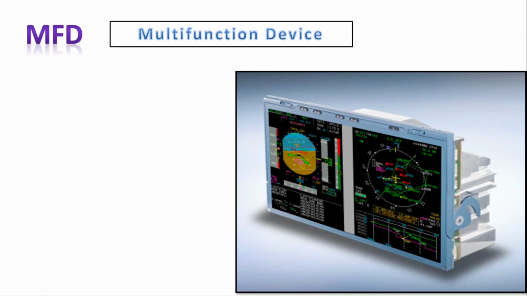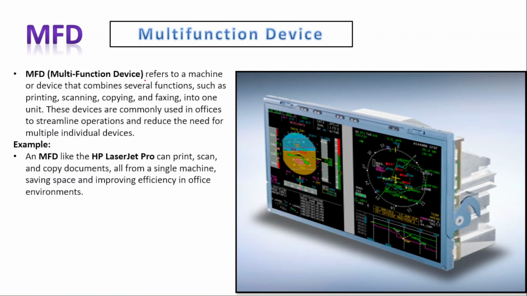MFD, that is multifunction device. So MFD, multifunction device, refers to a machine or device that combines several functions such as printing, scanning, copying, and faxing into one unit. These devices are commonly used in offices to streamline operations and reduce the need for multiple individual devices. Example: an MFD like the HP LaserJet Pro can print, scan, and copy documents all from a single machine, saving space and improving efficiency in an office environment.